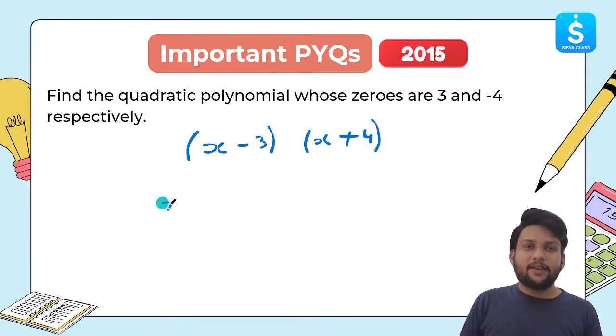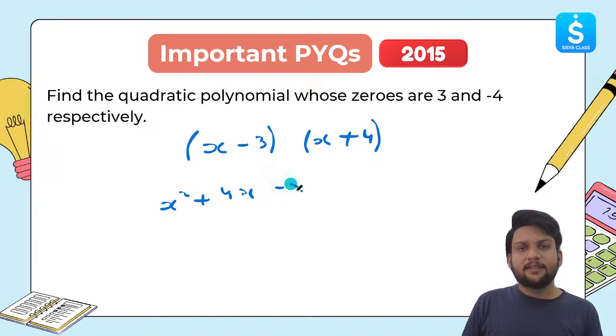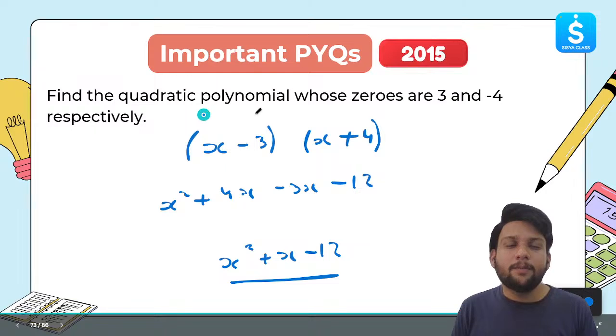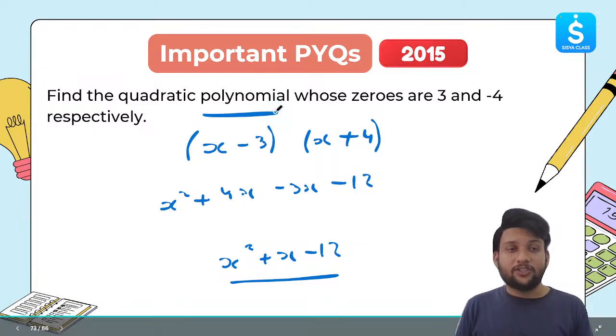If I open this, I will get x squared plus 4x minus 3x minus 3 times 4, which is -12. So here we have x squared, 4x minus 3x gives x, minus 12. And this is my answer. No need to write 0 because we have to find only the polynomial. We don't have to find the equation.